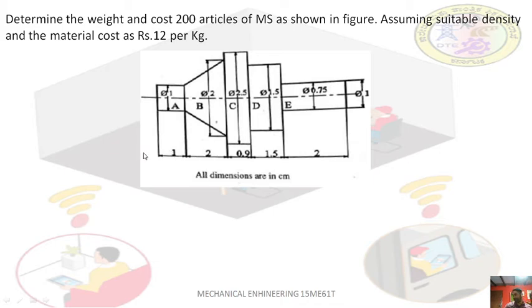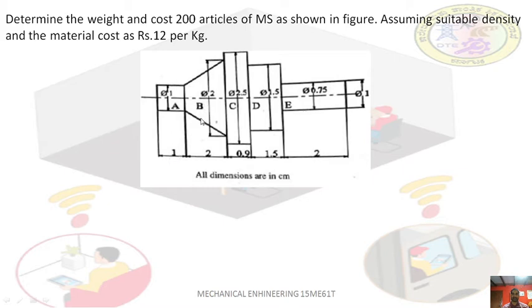So here we have simple parts. If you divide this component into simple parts, we have A, B, C, D, E. We have 5 components, 1, 2, 3, 4 and 5. So this first part is a solid cylinder of diameter 1 and length 1.